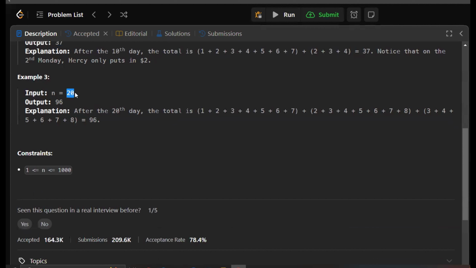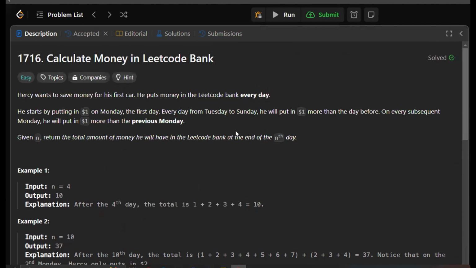Now, in the third example, it is 20 days. That means for the first 7 days, he will store money from 1 to 7. For the second week, he will store money from 2 to 8. And for the third week, he will store money from 3, 4, 5, 6, 7, 8, 9. So in total, there is 96 amount of money. And here the value of n can be between 1 to 1000. I hope you understood the problem statement. Now let's move on to the algorithm.